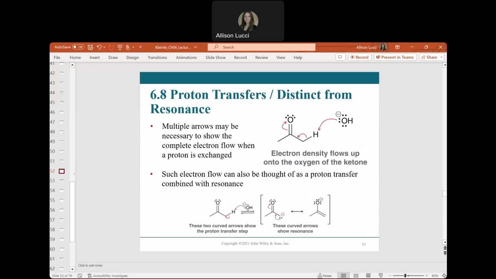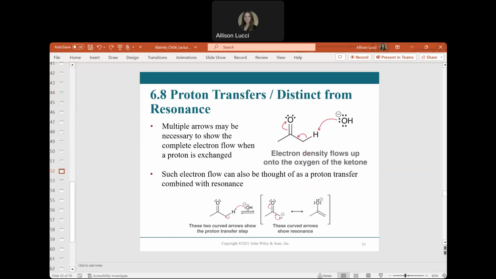So we can look at here how proton transfer is distinct from resonance. And we have here a ketone. Generally, we don't show this carbon-hydrogen bond explicitly, but since that's where a proton will be removed, we show it, right? So we show this carbon atom here, and it has two other protons, but we're only interested in the one that's going to be grabbed here with this proton transfer.